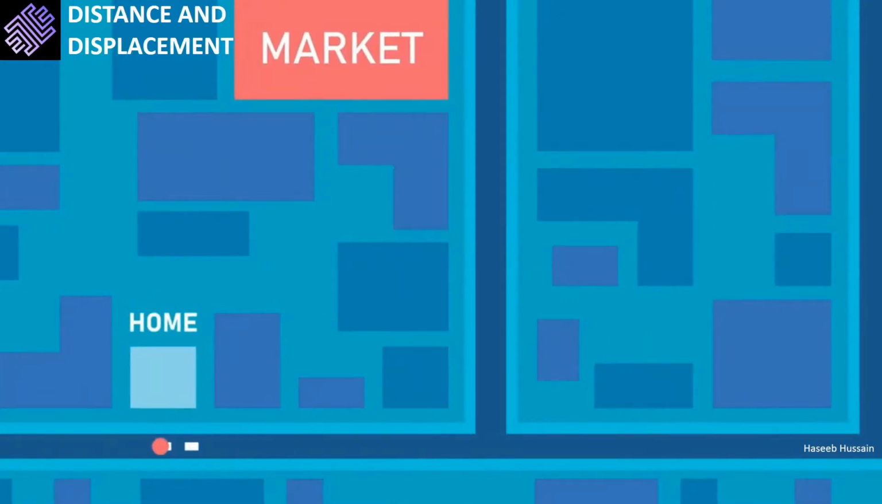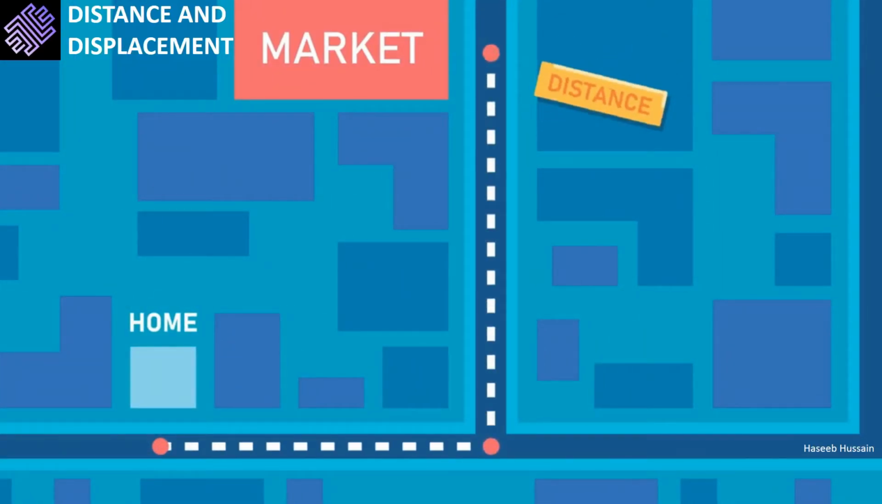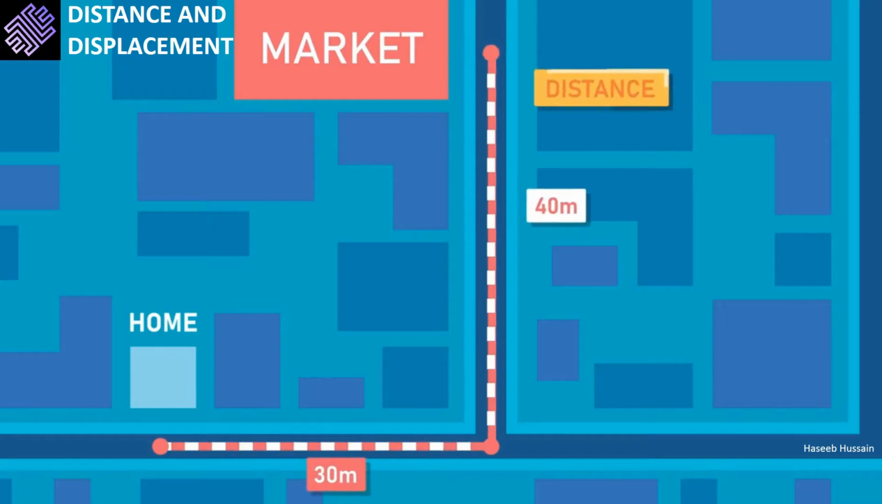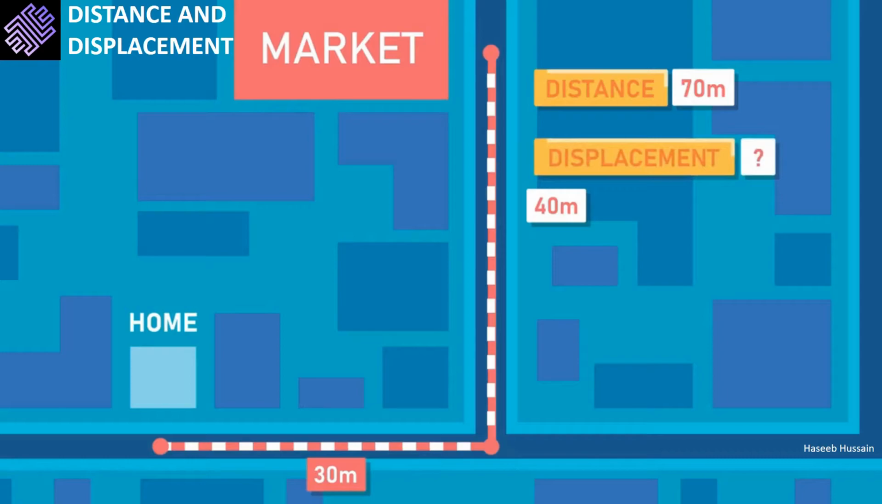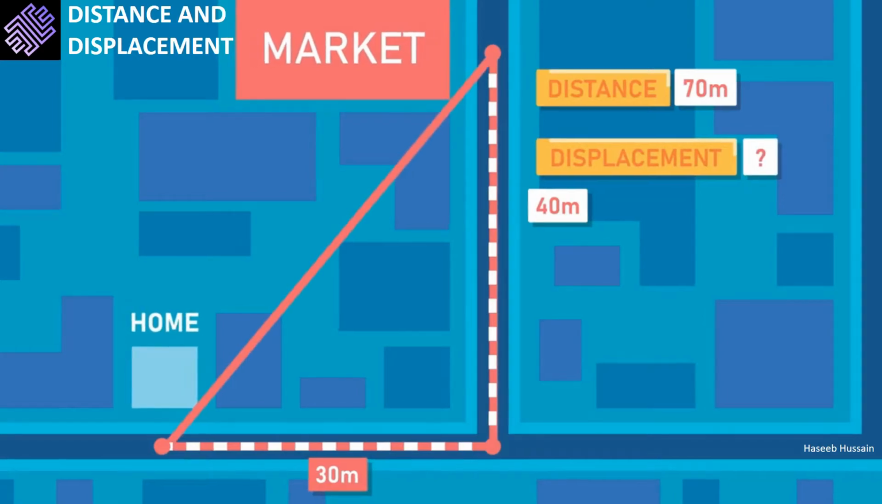Say you walk from your home to the market. As you move, you cover a certain length, which is defined as the distance. And in this case, 70 meters is the distance between our home and the market. Now, what is displacement? Displacement is the shortest distance between our home and the market.